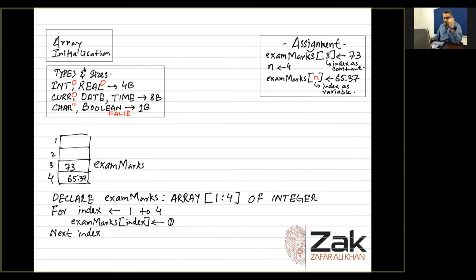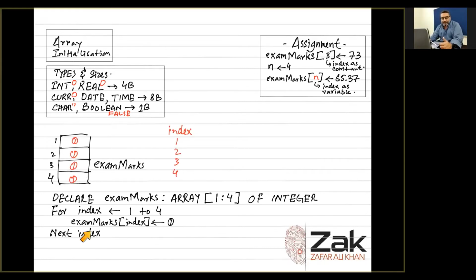Now, for this array, which is the exam marks array, we will run a for next loop. As we discussed, for next is the best loop. So this for would go from lower bound to upper bound, from 1 to 4. So in the first go of this loop, the index will be 1. So exam marks 1 will become 0. Then the next index will become 2. Then this would become 0.